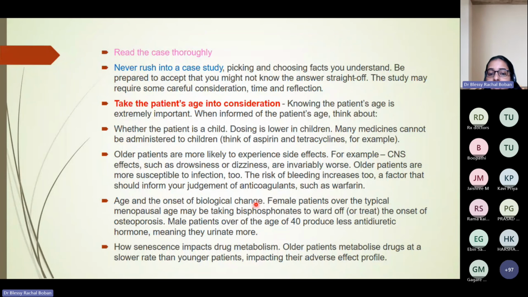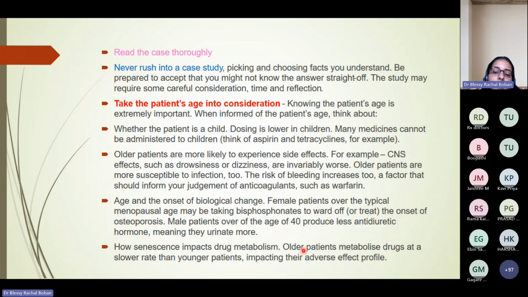Age and onset of biological change are also important, because if you get a question related to female patients who are menopausal women, you can start with bisphosphonates, because bisphosphonates will be the preferred agents for postmenopausal osteoporosis. Such questions you can answer accordingly.